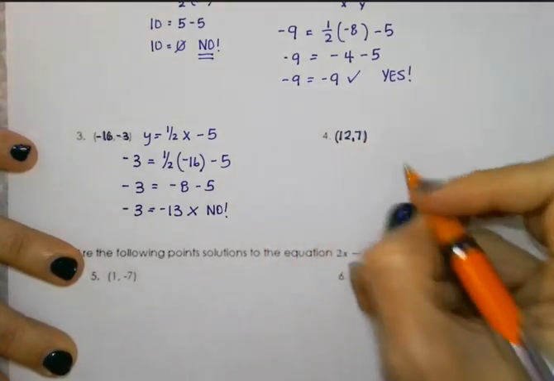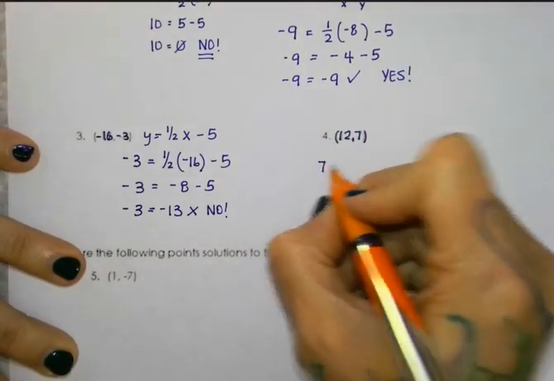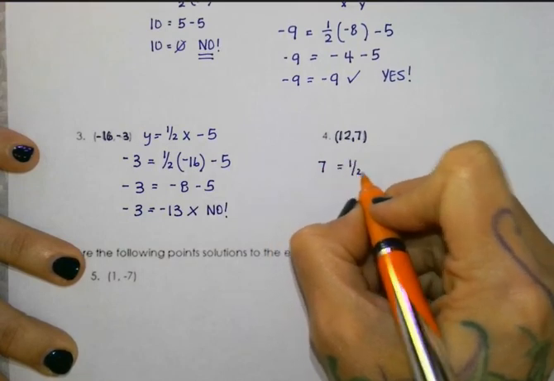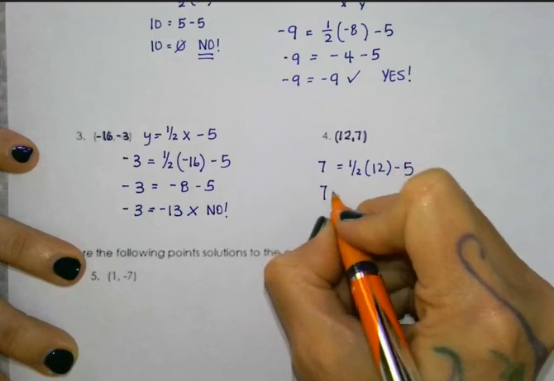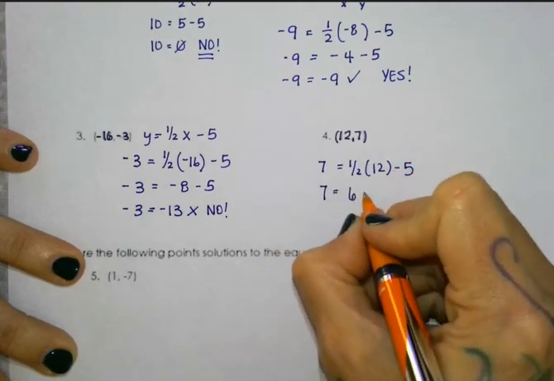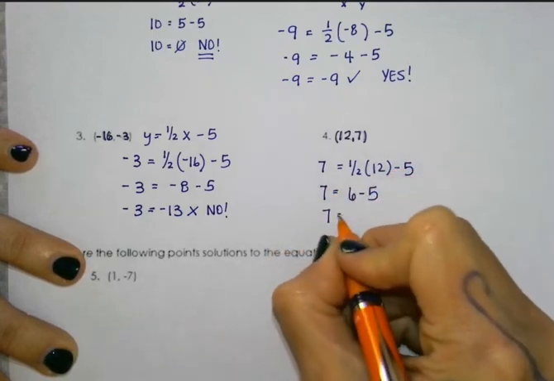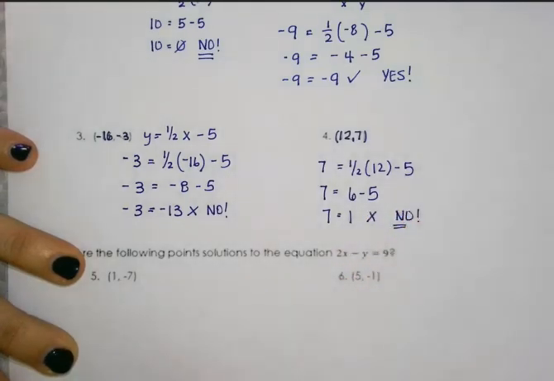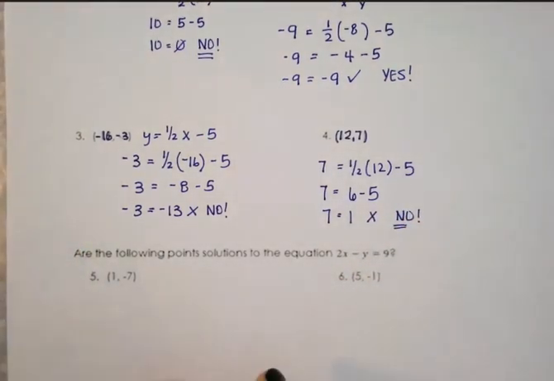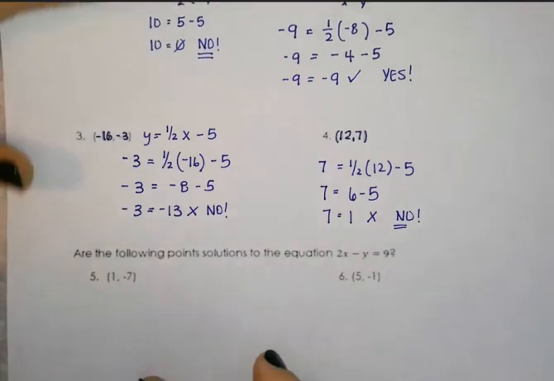You try that guy and let me know what you get. All right, so 7 equals 6 minus 5. 7 does not equal 1, so that is a no. A lot of these are no. You are going to run into probably more no's than yeses, because if you think about the coordinate plane and all the coordinates that are possible versus those that will fall on a direct line.